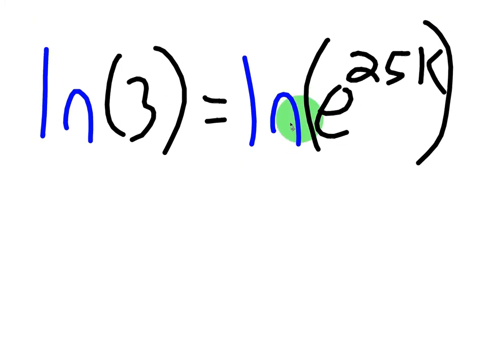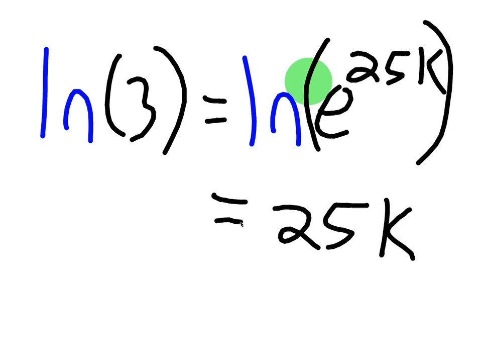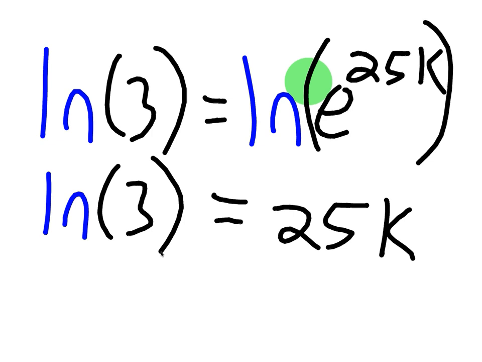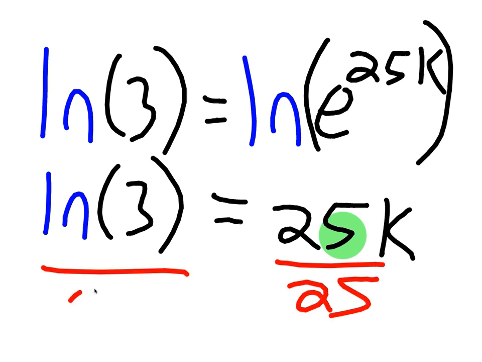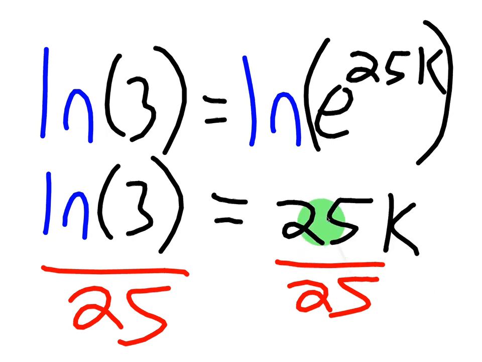So now that we've taken the natural log on the right, that e is going to cancel, and I'm going to be left with just 25k. And on the left, it's pretty easy, right? It's still just the natural log of 3. Not a problem whatsoever. The final step for getting k by itself is to divide both sides by 25, which is exactly what I'm going to do. Once we divide both sides by 25, the 25s will cancel, and we're left with k is equal to the natural log of 3 over 25.